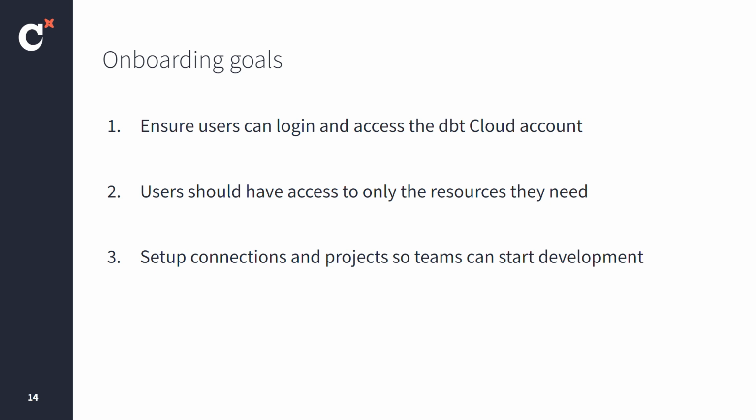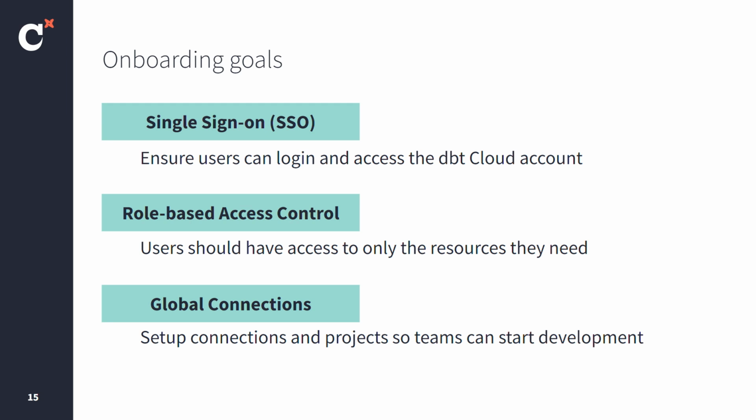And so they outline a few goals to tackle onboarding. The first is to get users access to DBT Cloud securely, ensure that access controls are set up for all of their users so they have access to the right resources, and get them set up with connections so that they can hit the ground running with development. And with functionality in DBT Cloud like single sign-on, role-based access control, and global connections, the Enterprise crew knows that they can hit these goals.